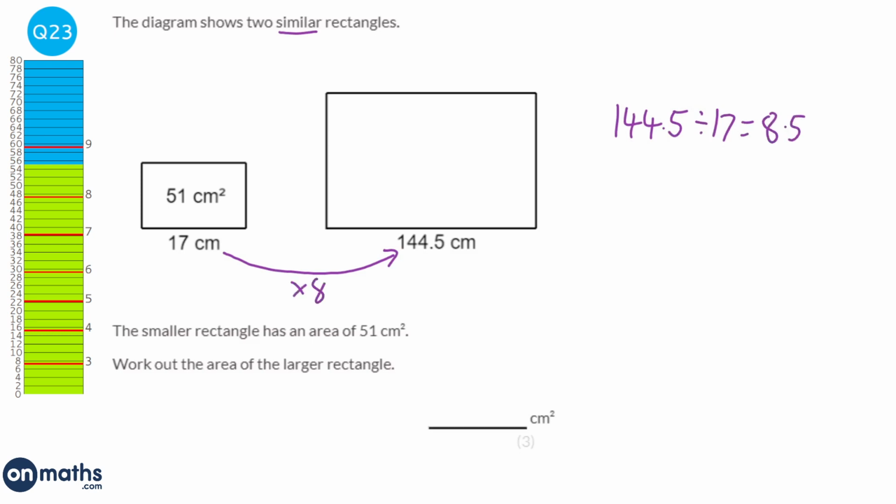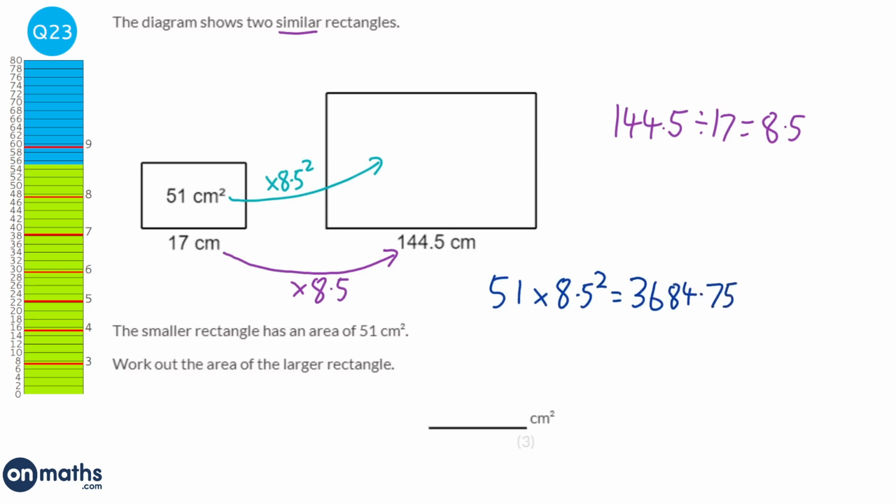So our linear scale factor is 8.5, but our area scale factor will be the linear scale factor to the power of 2, because there are 2 dimensions with an area. So we're going to do 51 times 8.5 squared, which would be 3,684.75.